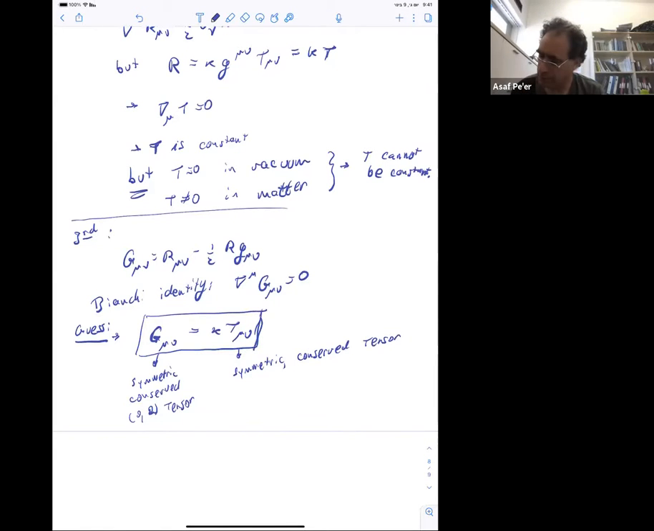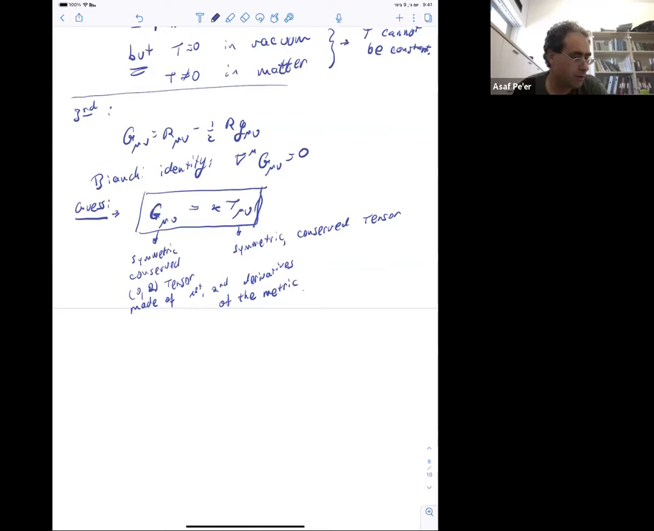Right. Let's write that: made of first and second derivative of the metric. Why do I write diagonal? So let's see if we get the metric, the gravity as we understand it. What do I do?